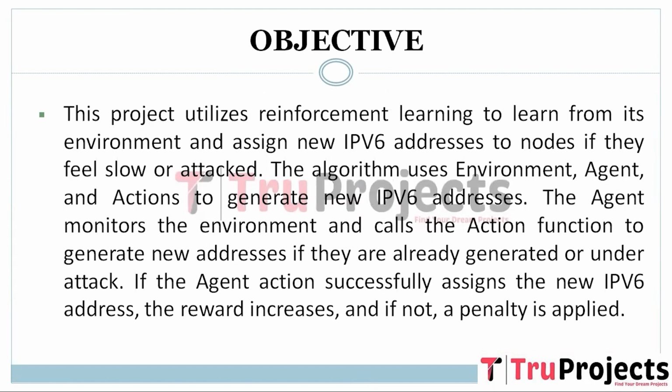Objective of the project. In order to learn from its surroundings and give fresh IPv6 addresses to nodes if they feel slow or attacked, the project employs reinforcement learning. It uses an algorithm with environment, agent, and actions. When addresses are already generated or are being attacked, the agent monitors the environment and runs the action function to generate new addresses. If successful, the reward increases, and if not, there is a penalty.